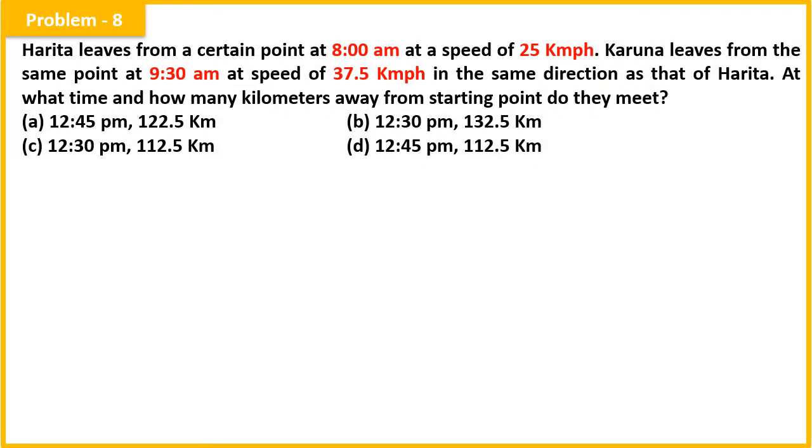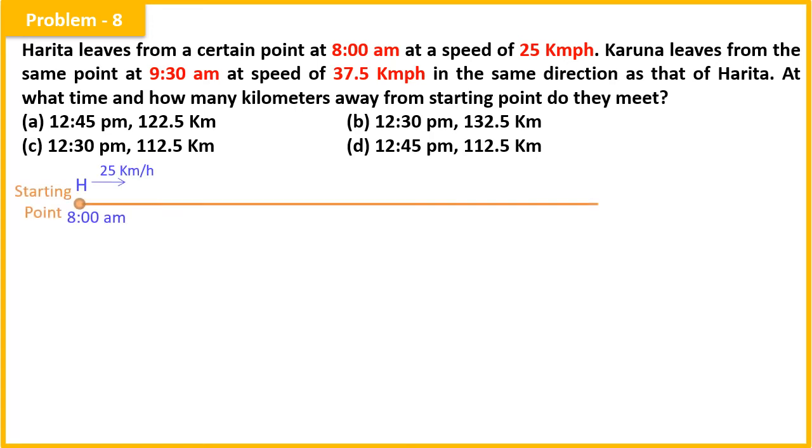Problem number 8. Harita leaves from a certain point at 8 am at the speed of 25 km per hour. Karuna leaves from the same point at 9:30 am at the speed of 37.5 km per hour in the same direction as that of Harita. At what time and how many kilometers away from the starting point do they meet? You can pause this video and try this question on paper, and once you have solved it, you can play the video again to look for the solution.